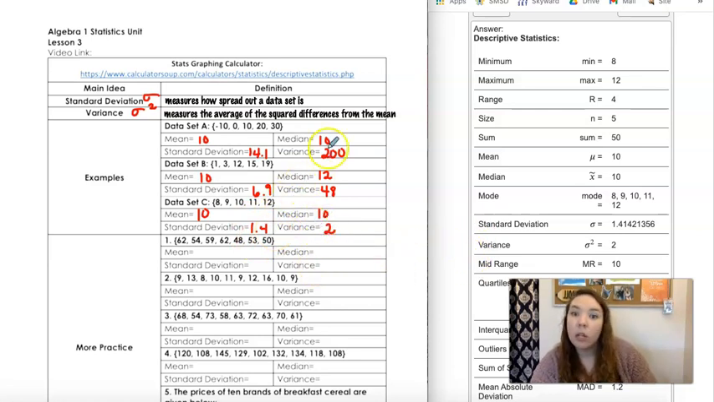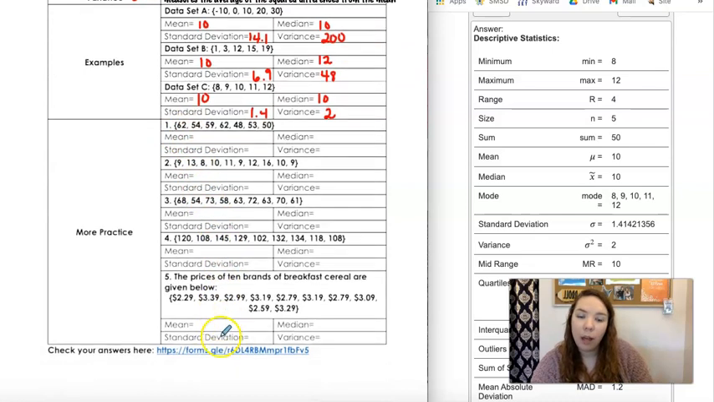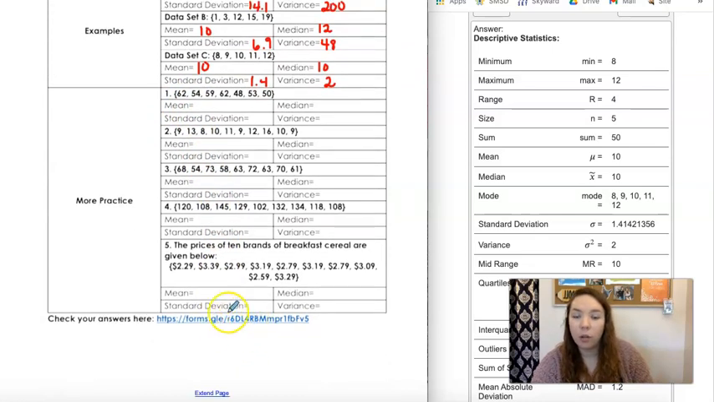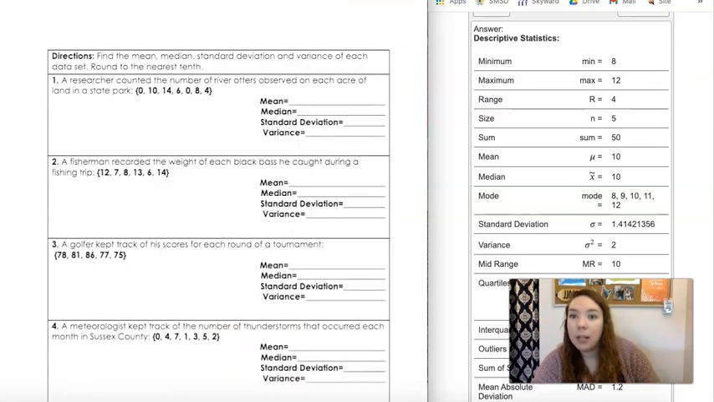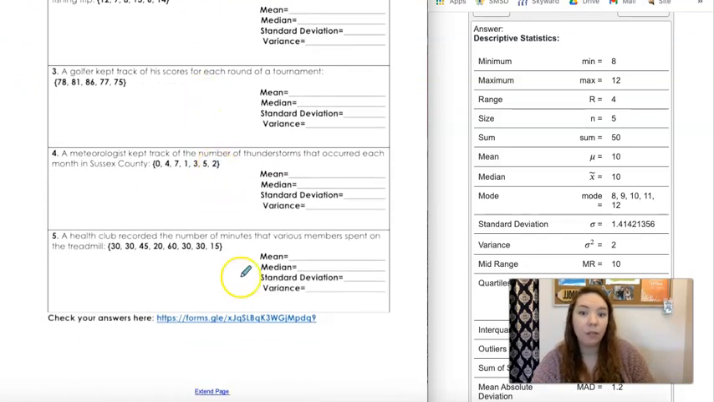All right, so those are the 3 I'm doing with you today. You have these 5 to work through, and you can check your answers on a Google form. And then the next page is also part of lesson 3. So these 5 are also part of lesson 3, and they have a separate Google form for you to check those 5 as well. All right.